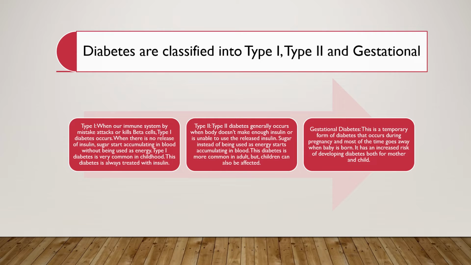Whereas gestational diabetes is just a temporary form of diabetes which occurs during pregnancy and most of the time goes away as the baby gets delivered.